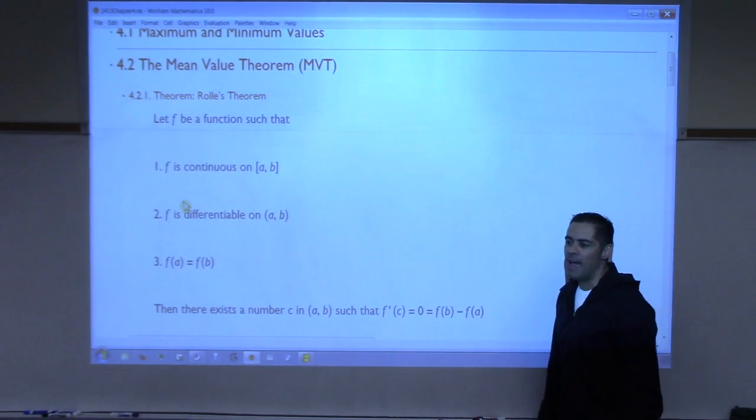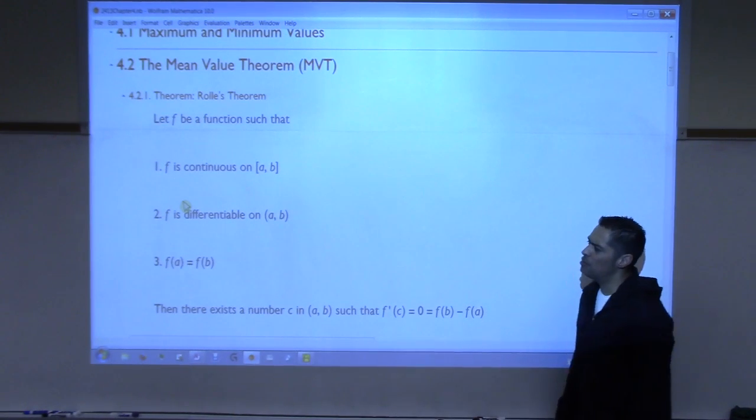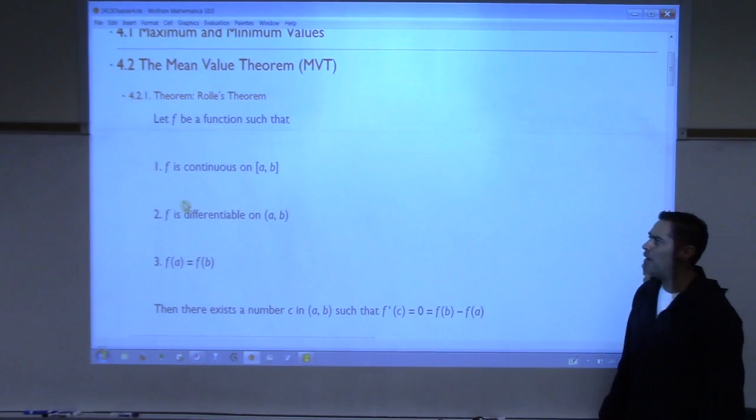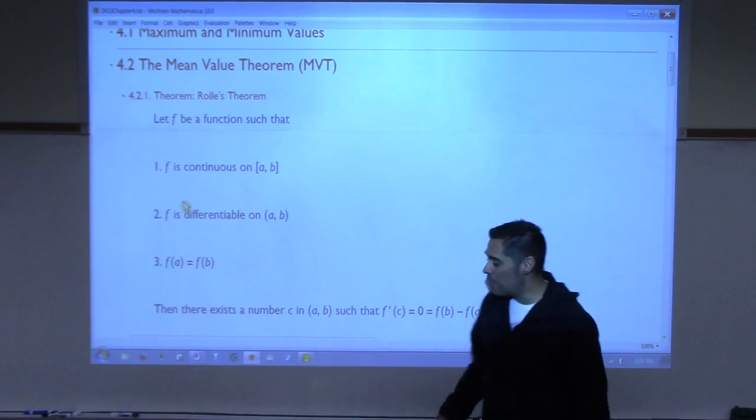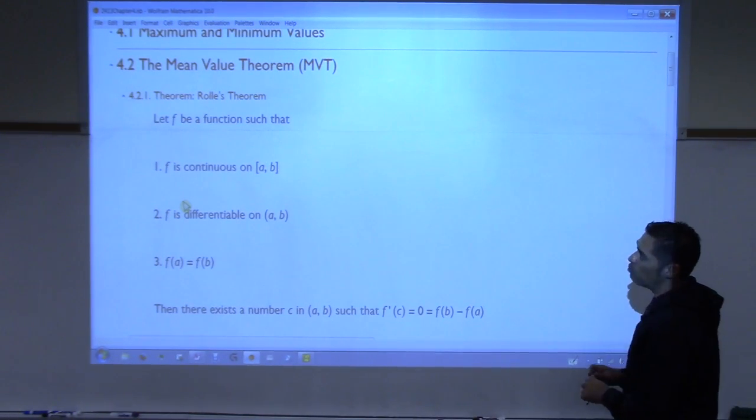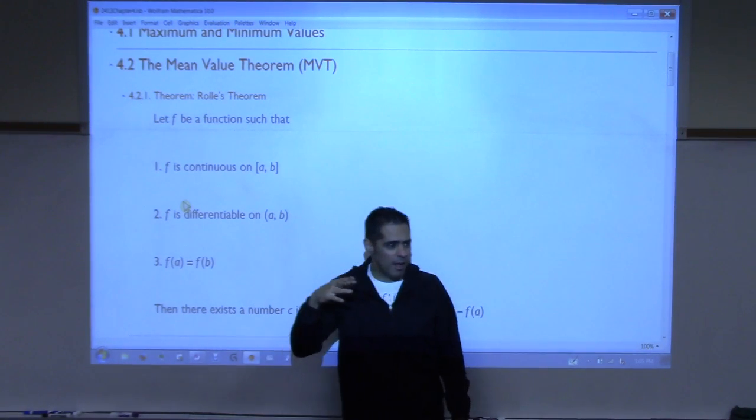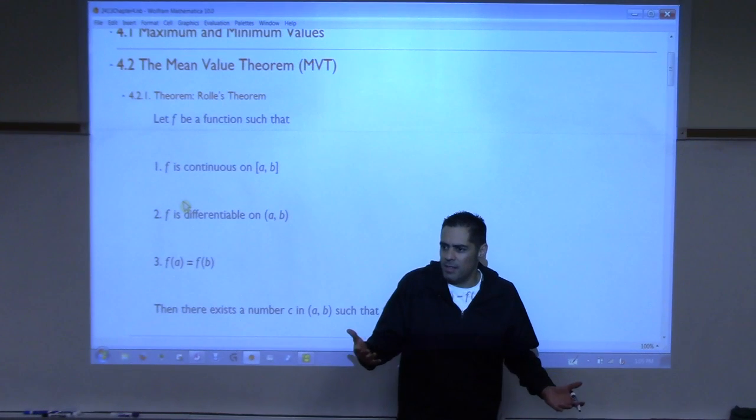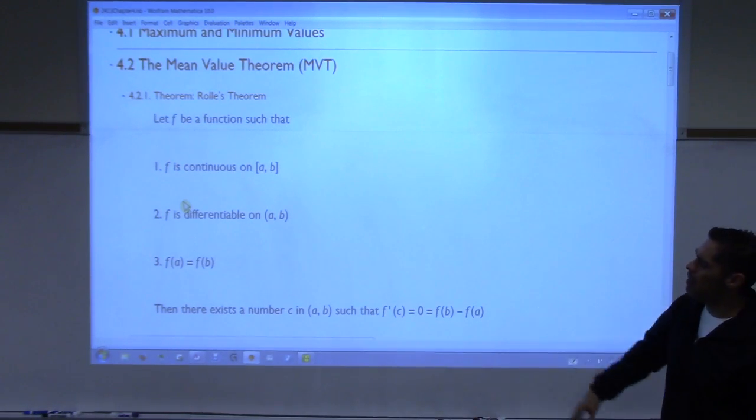So the mean, meaning average value. This theorem has to do with the average value of a function. To motivate this idea, we're going to start with a different theorem called Rolle's theorem. The good thing about the mean value theorem is that it's very visual. You can look at it, nod your head and say, yeah, that makes sense. All right, so let me do Rolle's theorem first, then we'll get to the mean value.